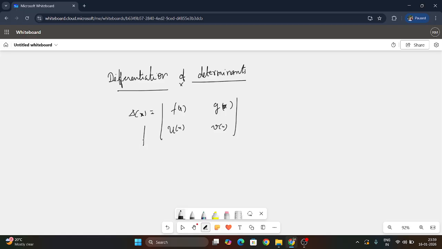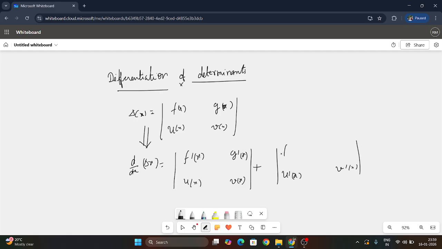Please keep this just as a concept. So d by dx of delta x is going to be: first differentiate the first row, and the second row is going to be as it is, plus, now differentiate the second row with respect to x, and the first row is going to be as it is, f x and g x. So now write it.